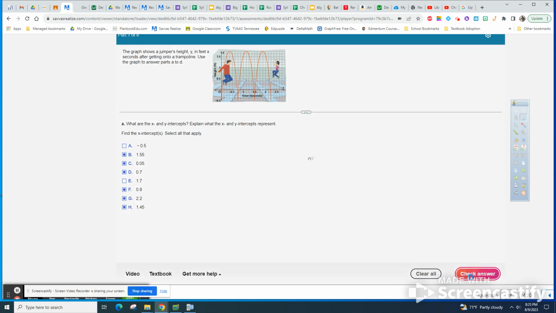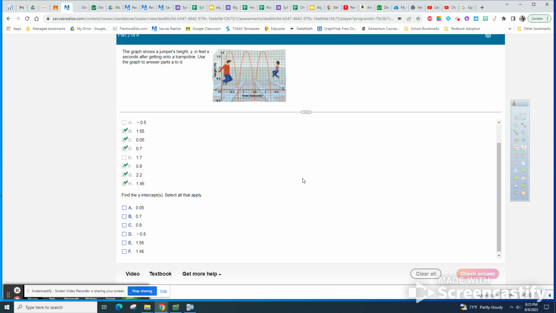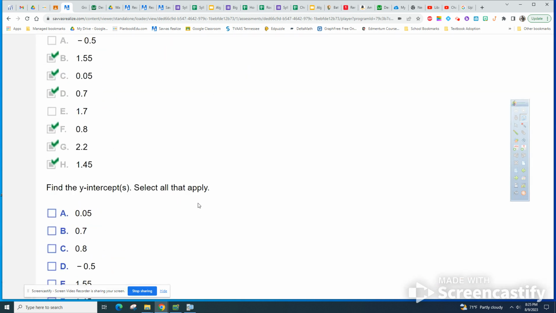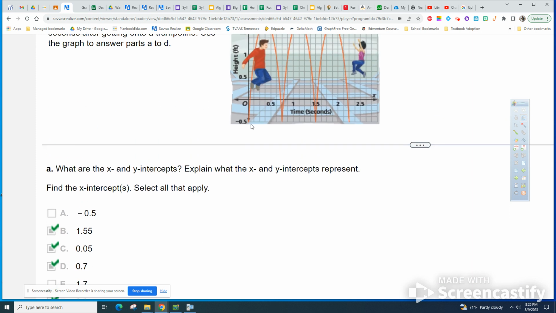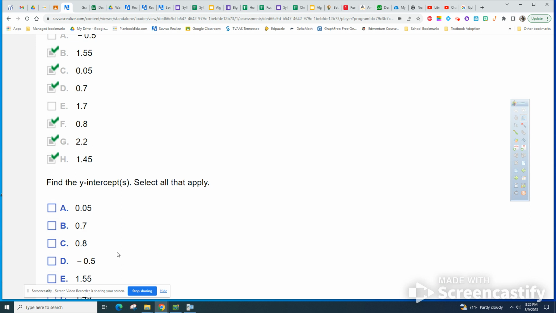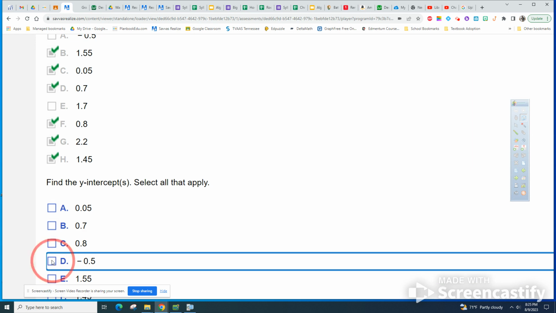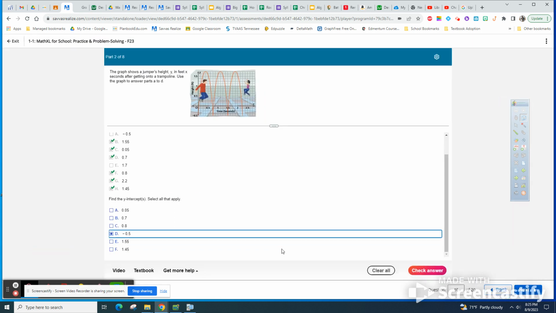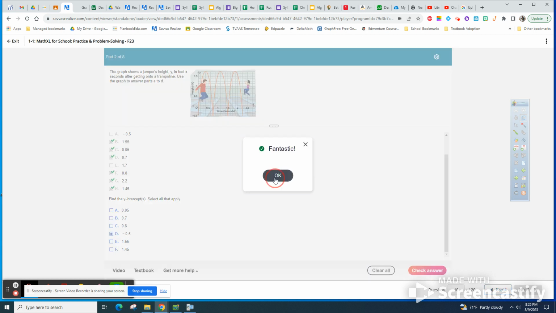I wouldn't do this if I didn't have 8 parts of this for you. The y-intercepts, well, that's going to be around negative 0.5. And this is tricky because it says select all that apply again, because they're wanting to know if you're paying attention, right? But there's only one y-intercept. And that is negative 0.5, not 0.05. So see if I didn't overlook something. Yes, fantastic.